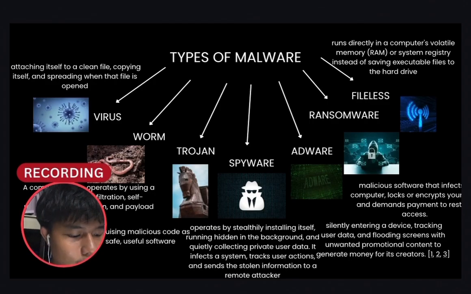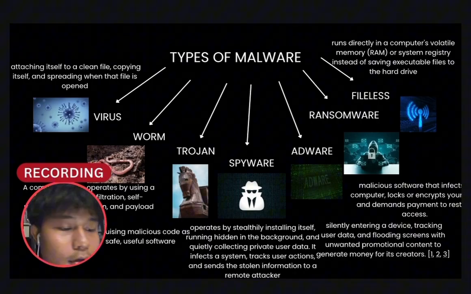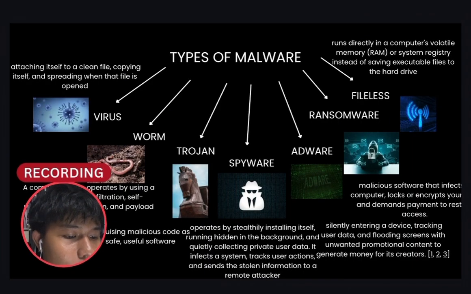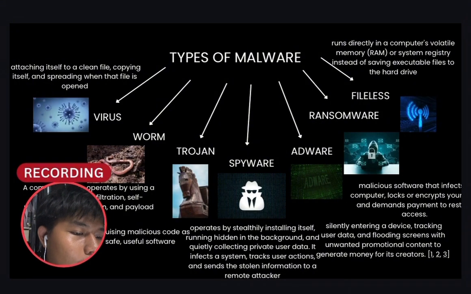So what are the 7 types of malware? There are 7 types of malware, which are virus, worm, trojan, spyware, adware, ransomware and fileless. So how do they operate? Virus will attach itself to a clean file, copying itself and spreading when the file is opened. Worm. A computer worm operates by using a 4-step cycle, which is infiltration, self-replication, propagation, and payload delivery. And Trojan will disguise malicious code as safe, useful software.